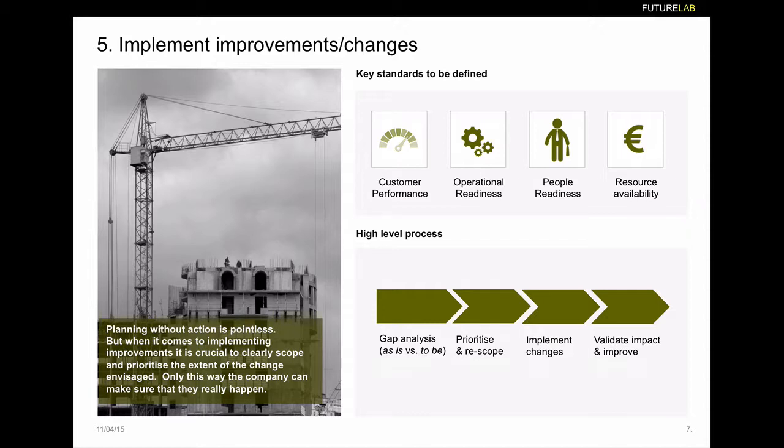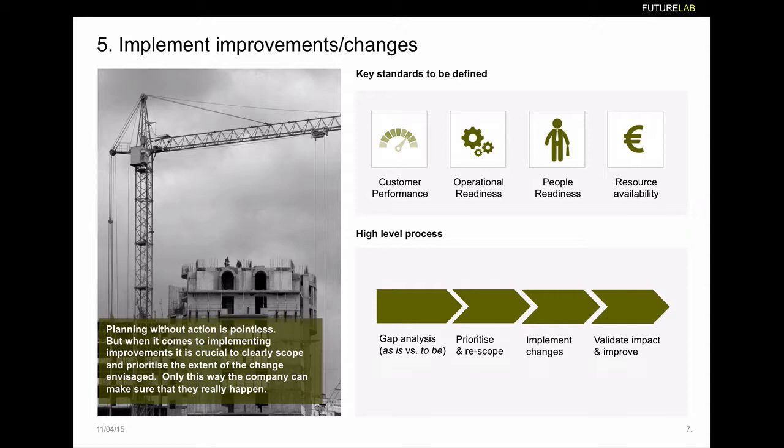Can we actually execute this? And this is a very important step, because the best strategy is not the strategy that looks best on paper. It is not the strategy that will make everything look beautiful. It is the strategy that actually gets implemented. So in other words, the question is, when you look at everything that needs to be done, can the business actually pull this off? Or do we need to reprioritize?